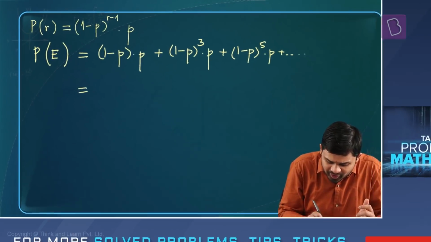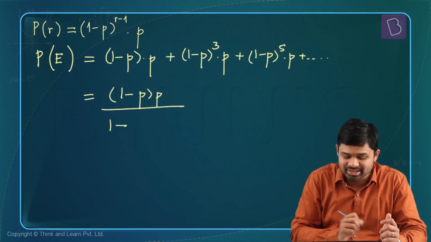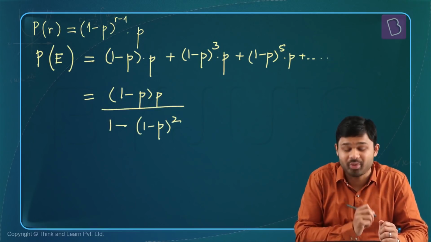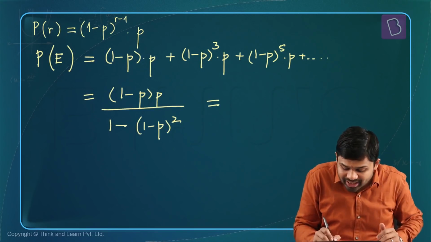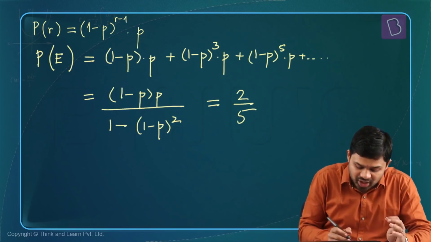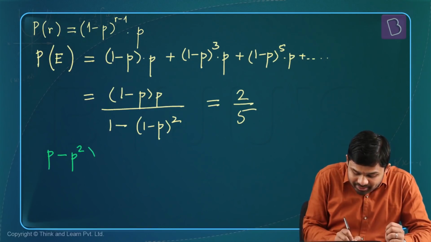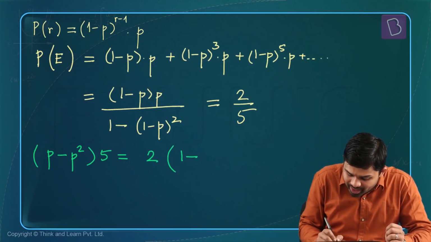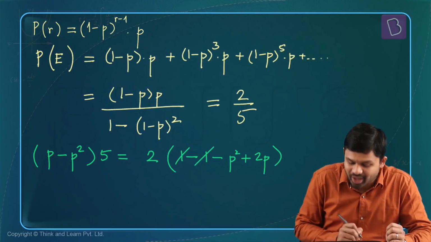So this is going to be equal to the first term, (1 minus p) into p, divided by 1 minus the common ratio, which is (1 minus p) the whole squared. And we know this is equal to, what is the value of that? That's 2 by 5. So this has been given to us. Now it's going to be simple calculation. So we have (p minus p squared) multiplied by 5 equal to 2 times (1 minus (1 minus p squared... plus 2p). Well, 1 minus 1 will cancel out.